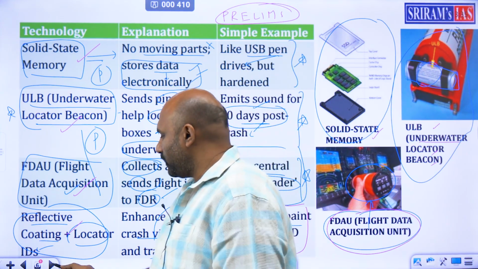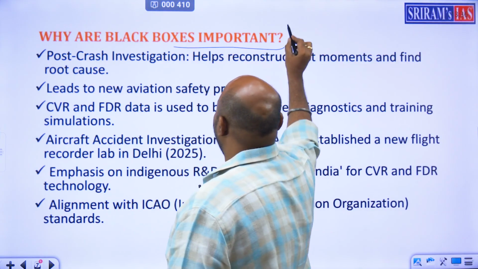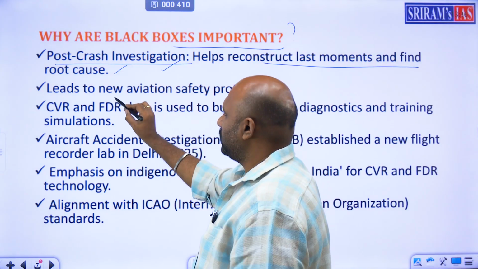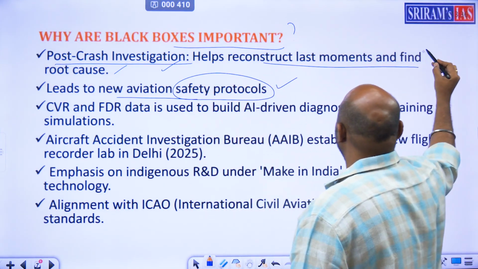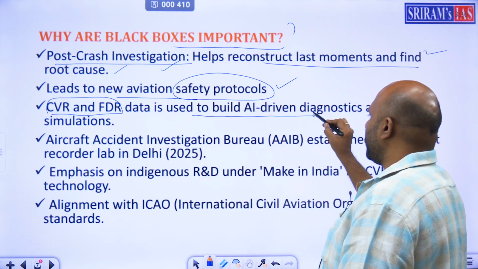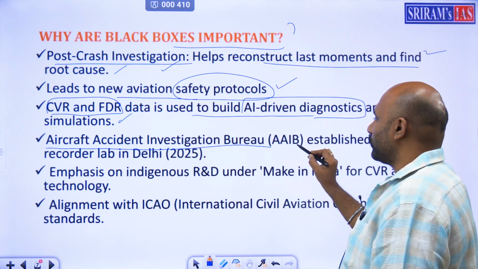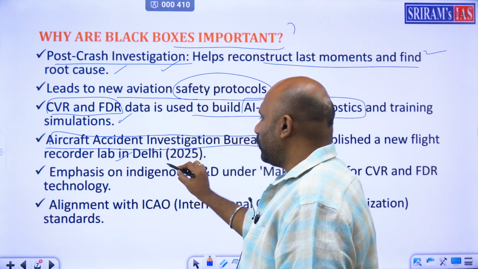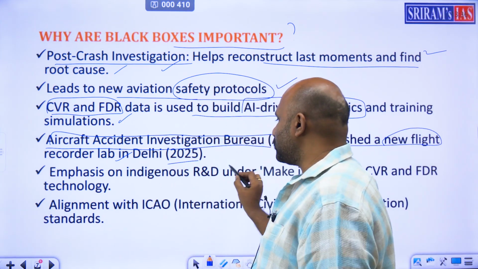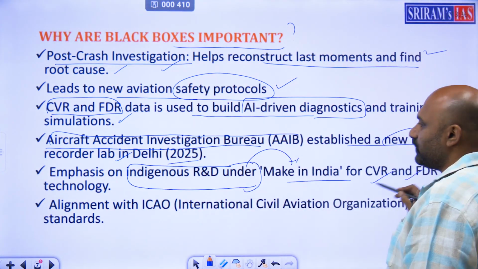So very, very important. And finally, why are black boxes very, very important? Post crash investigation, reconstruct the last moments and find the root cause. It is very useful for new aviation safety protocols. CVR and FDR, the two major components of the black box, are used to build AI driven diagnostics and simulations. The Aircraft Accident Investigation Bureau in Delhi, a new flight record lab in Delhi in 2025, emphasizes indigenous R&D under the Make in India program for CVR as well as FDR technology.